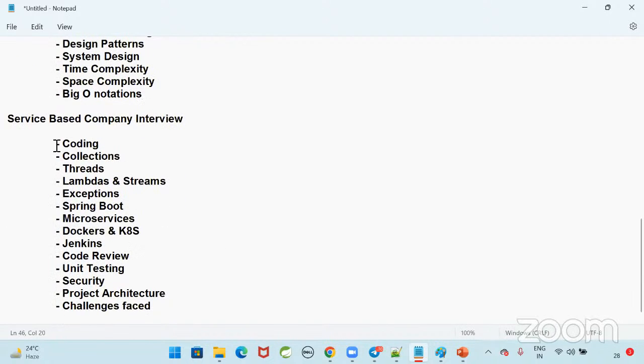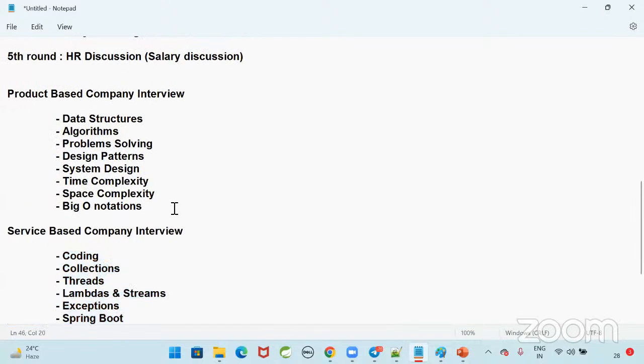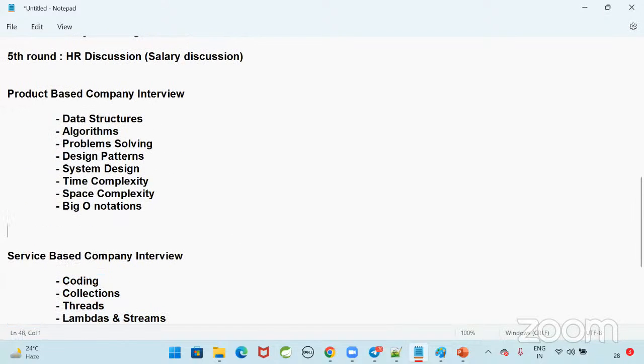In service-based companies, they are going to ask about the latest technologies and latest scenarios: latest tools, latest technologies, your project architecture, your project scenarios, coding, unit testing, deployment, delivery, those kinds of things. Right.